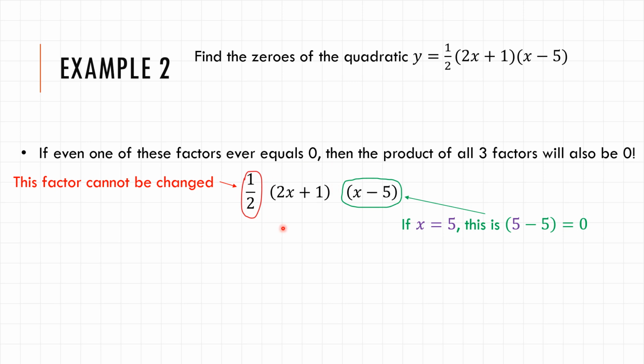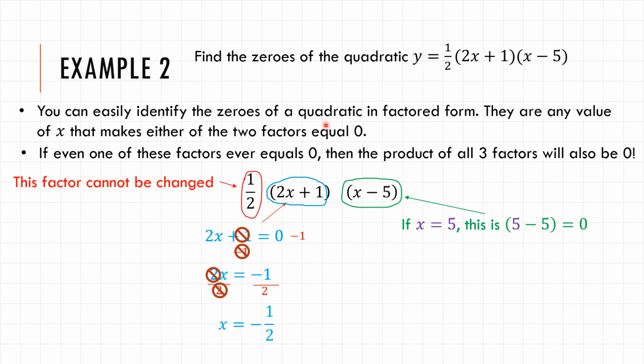What about this one? This one's a little bit harder. 2x plus 1. How do I get that to be 0? Well, I can just make it equal 0 and then isolate. So let's subtract 1 from both sides. That would give me that. And now that will give me 2x equals negative 1. And now let's divide both sides by 2. And that gives me x is negative 1 over 2.